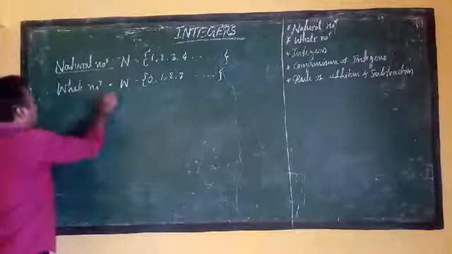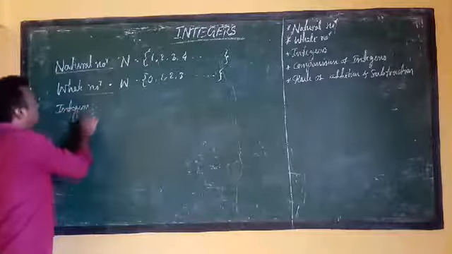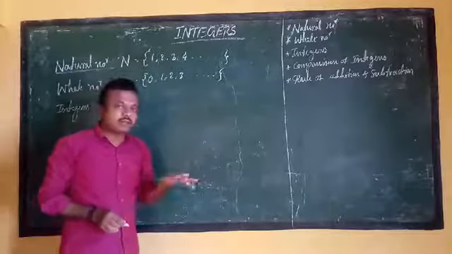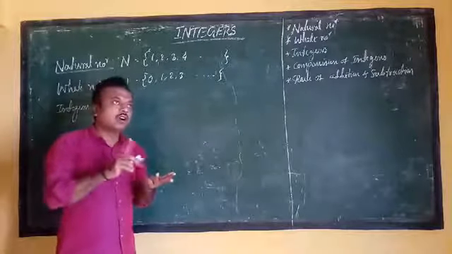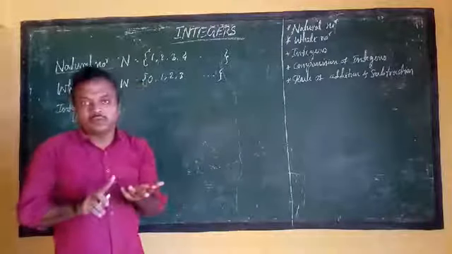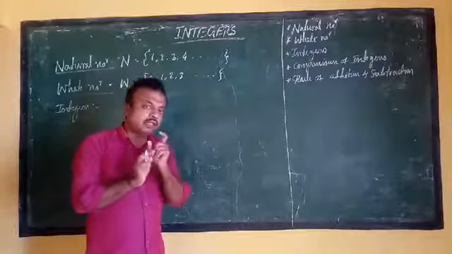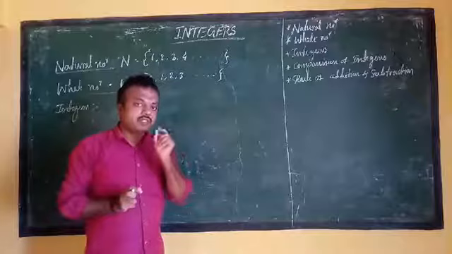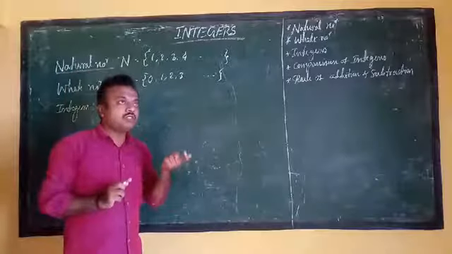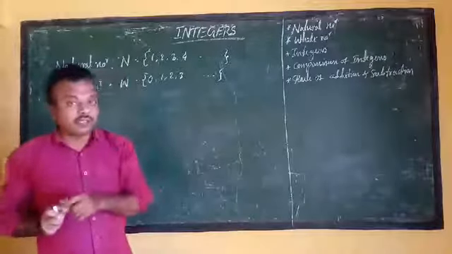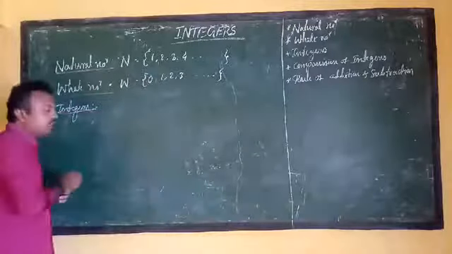See, next one, integers. I will come to the integers. In the natural numbers, there are so many types of numbers. Even number means the number ends with 0, 2, 4, 6, 8. And odd number means the number ends with 1, 3, 5, 7 and 9. Prime numbers means a number having only two factors, that is, divisible by 1 and itself. Composite numbers means a number having more than two factors. Got it? So we should come to the integers.